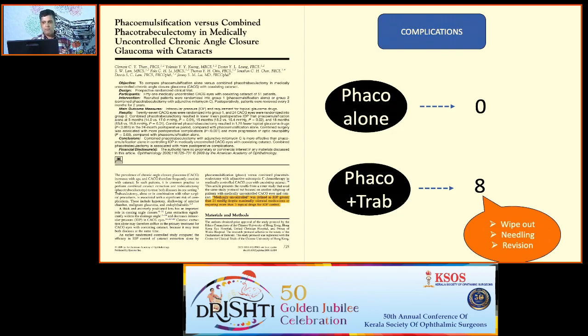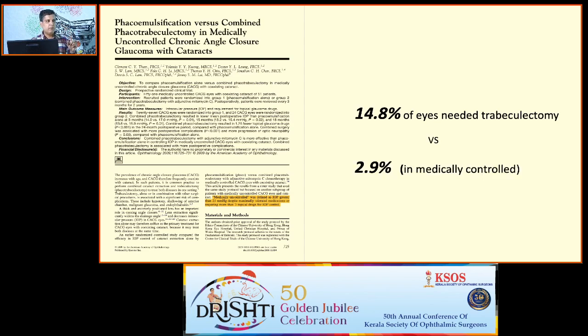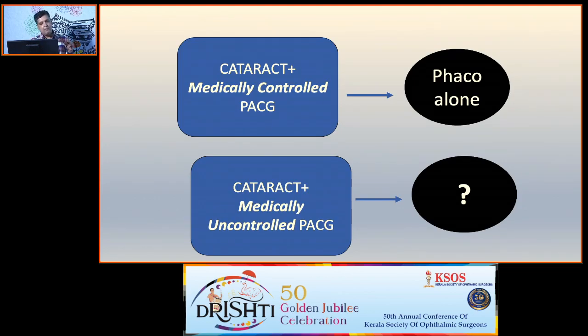revision in 1. So, considering all this, and also another fact was that about 15% of patients actually subsequently required trabeculectomy after performing phaco alone. So in the cohort of medically controlled, this was only about 3%. So actually, if you look at it, in medically uncontrolled PACG also, in general, you can try a trial of phaco alone, but you have to be aware of the fact that some of these patients are likely to require trabeculectomy later.